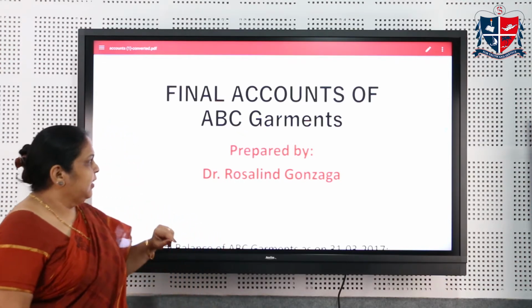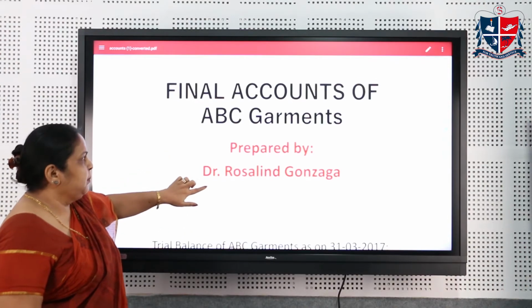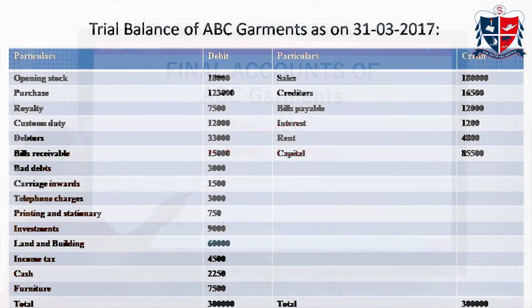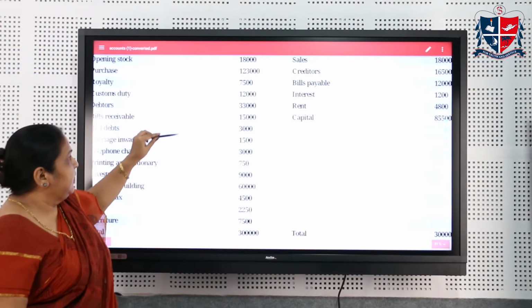So now let's take a look at a small problem that is given to you. That is the final accounts of ABC Garments. This is the trial balance of ABC Garments as on 31/3/2017. So this is the trial balance that is given to you.